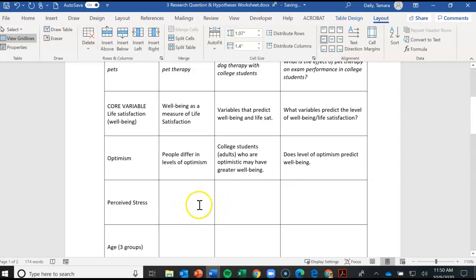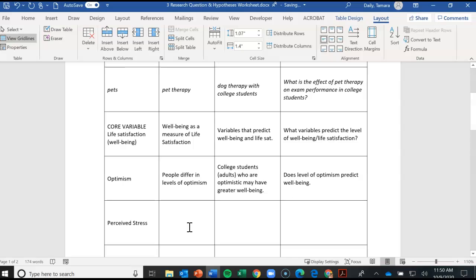And I could do the same thing with perceived stress. Since this is a variable that I've selected, why am I interested in perceived stress? People respond differently to stress, just like they differ in their level of optimism. Some people respond very intensely to stress. Some people respond with a lot of resiliency or grit. So there are lots of individual differences in perceived stress.